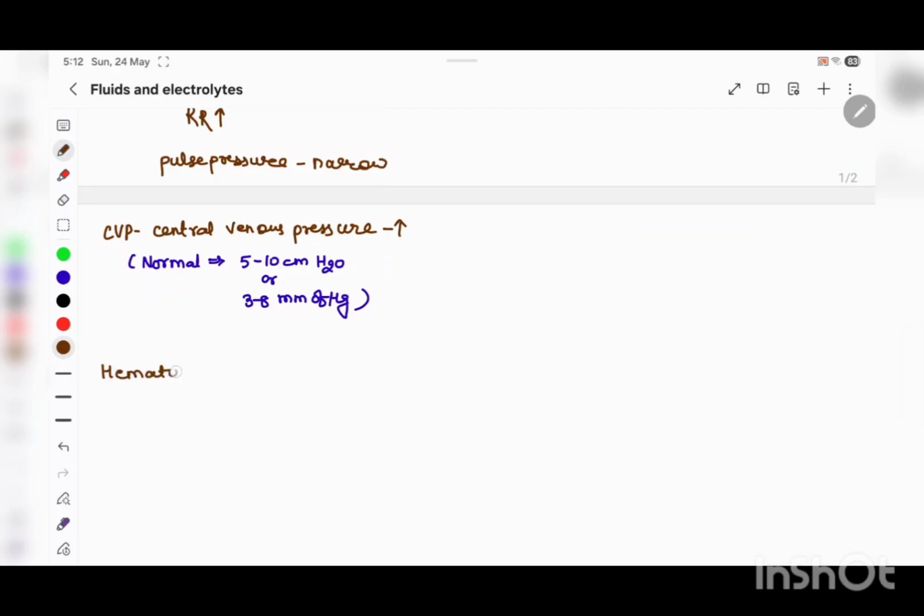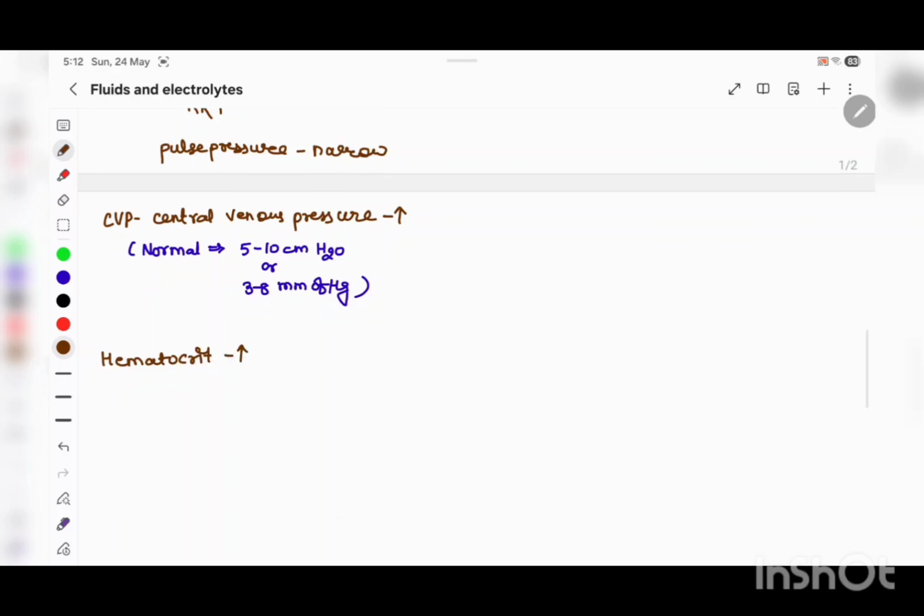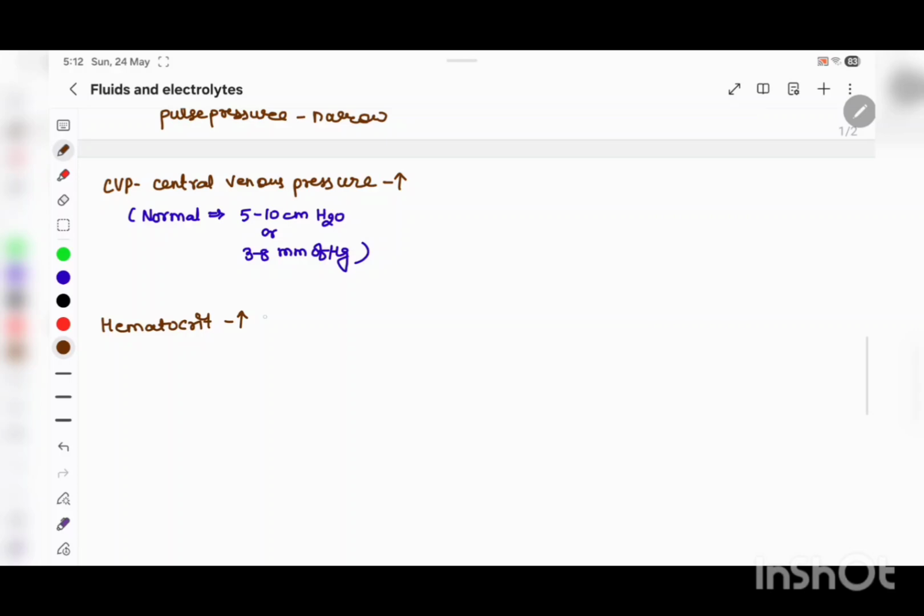And hematocrit will be increasing. So hematocrit will be increasing if volume of the plasma is decreasing, means blood content is increasing or blood concentration is increasing. Blood will be more concentrated. So as I have told, CVP will be decreasing, not increasing. So these all are simple things that we should remember, and questions are coming from these.